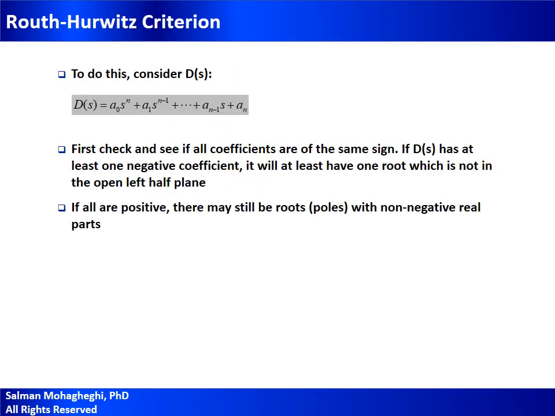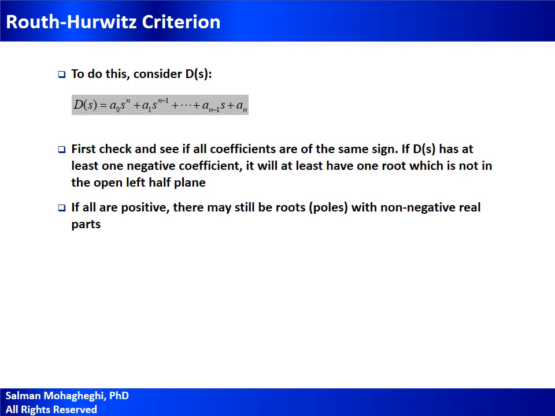In order to do that, we would consider the denominator of the transfer function, D(s). Now imagine this is an nth order system, so D(s) would be a polynomial of order n. The first thing we do is we check all the coefficients to make sure all of them are of the same sign. All of them are positive or all of them are negative. If D(s) has at least one coefficient that has a different sign, for example, all of them are positive except for one which is negative, it will have at least one root which does not have a negative real part. And we know that that's a root which causes instability.